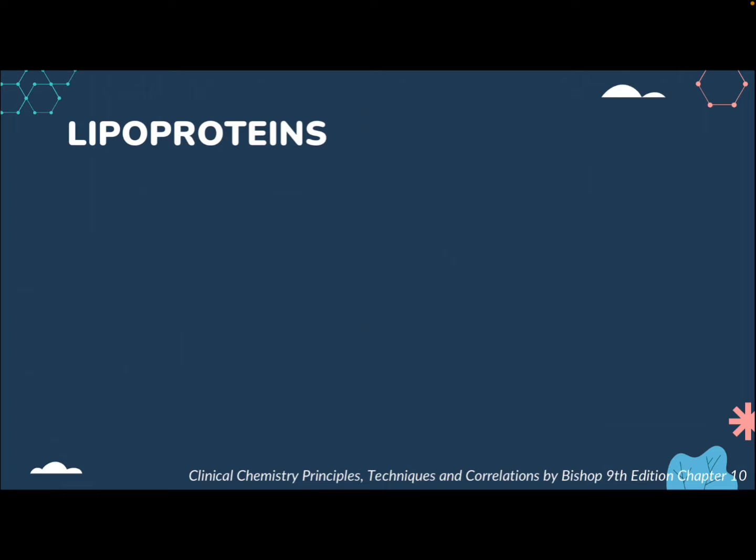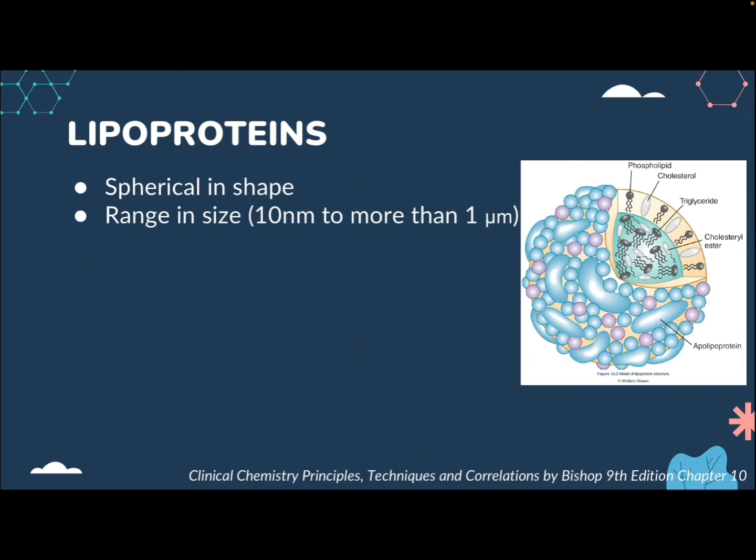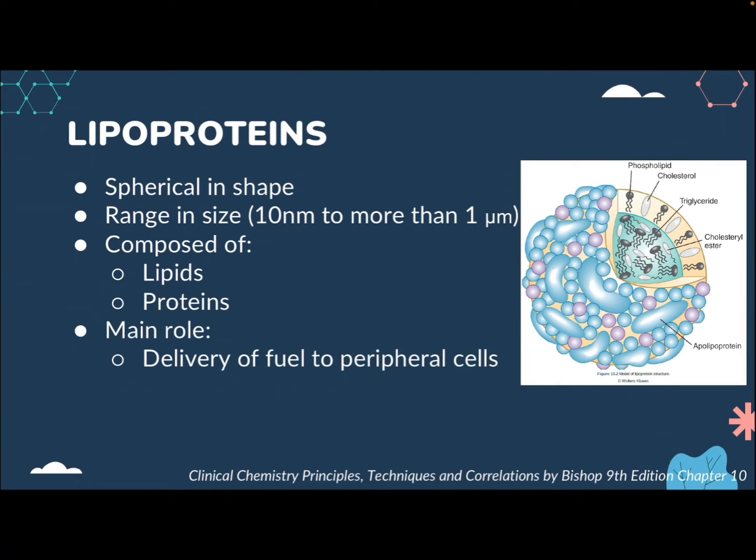Next are lipoproteins. The prototypical structure of a lipoprotein particle is shown in this picture, wherein lipoproteins are typically spherical in shape and range in size from as small as 10 nanometers to more than 1 micrometer. As the name implies, lipoproteins are composed of both lipids and proteins called apolipoproteins, and the main role of lipoproteins is the delivery of fuel to peripheral cells.